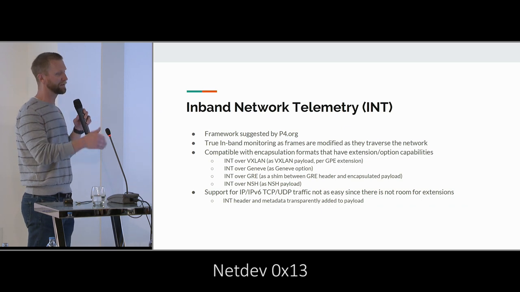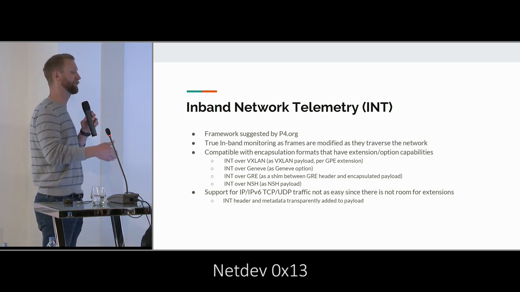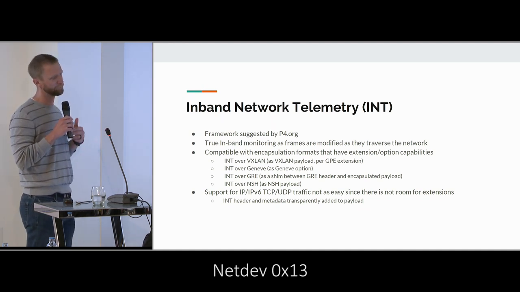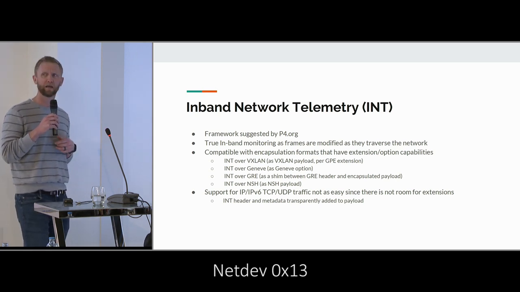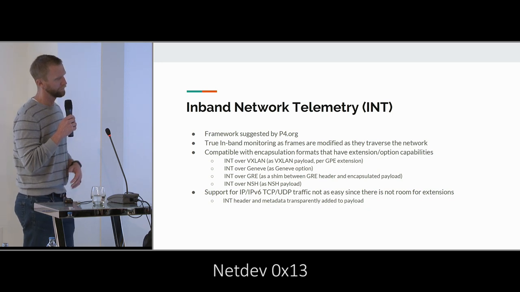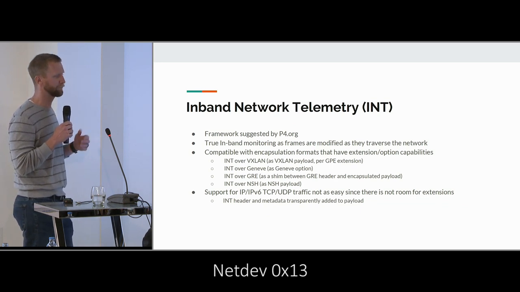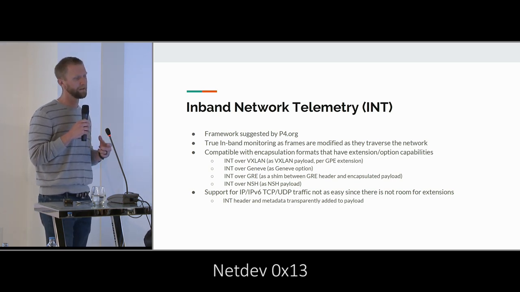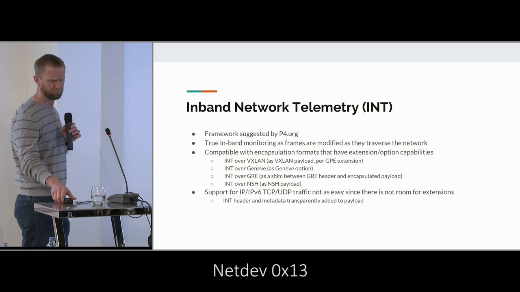It goes over INT over VXLAN. So again, this is like what we talked about with IOAM, a GPE extension. It has INT over Geneve, INT over GRE, over network service header, all sorts of different ways. And then they talk just a little bit at the end, like, oh, well, here's how you do it if it's IPv4, IPv6, and if it's a standard TCP or UDP payload. I think when you think about that, this standard is really designed to use a lot of those same overlay technologies that are used across the data center. So it's not surprising. In this case, the IPv4, IPv6 standard stuff, the header is added, and the metadata is transparently added to the payload. So it seems relatively reasonable.